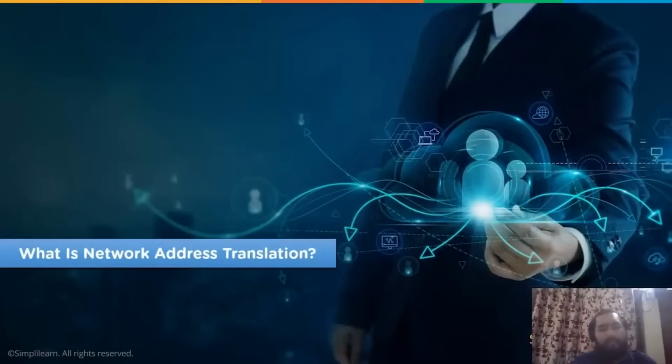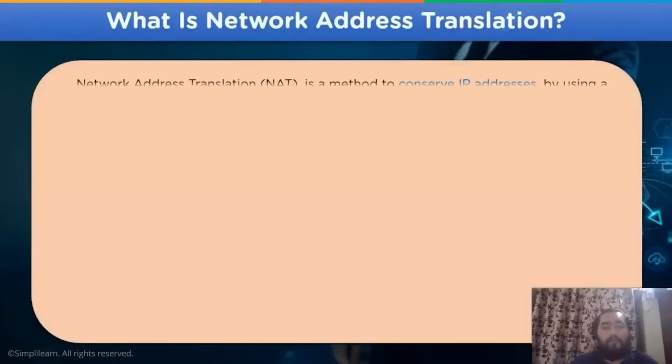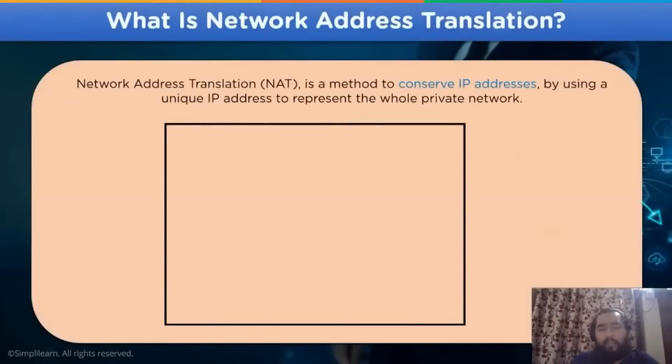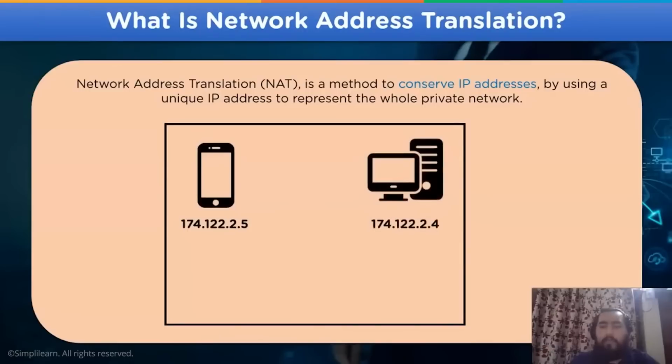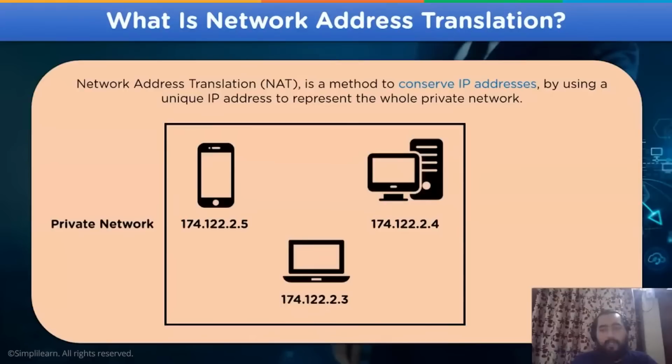What is network address translation? The motive behind implementing NAT is to allow several network devices to connect to the internet by a single public address. The NAT model is a method to conserve IP addresses by using a unique address to represent the whole private network. And the mentioned public IP address is a globally recognized IP address to access the internet.